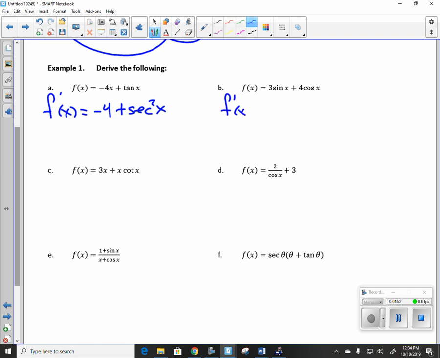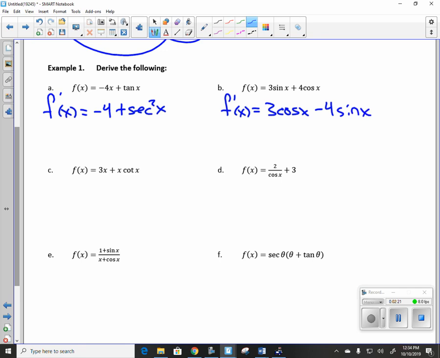Look at the next one, f prime of x. What's the derivative of sine of x? So therefore, the derivative of 3 sine of x would be 3 cosine. You see, if you have a constant, it just comes along for the ride. Okay? So then what do you think I have? Minus 4 cosine of x, or 4 sine of x. Good job.